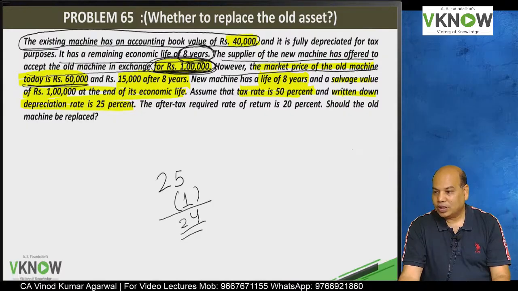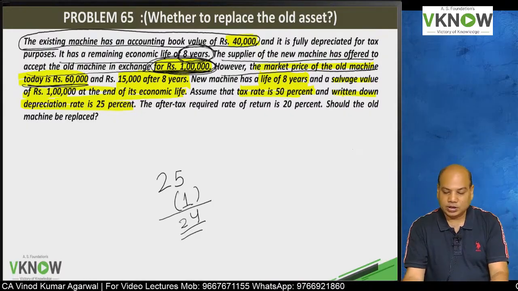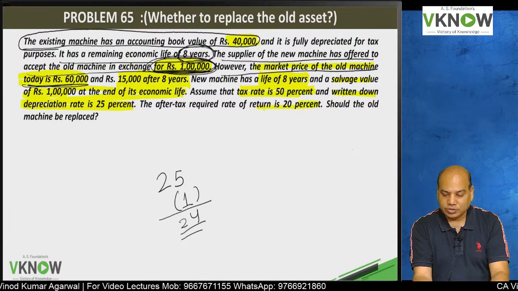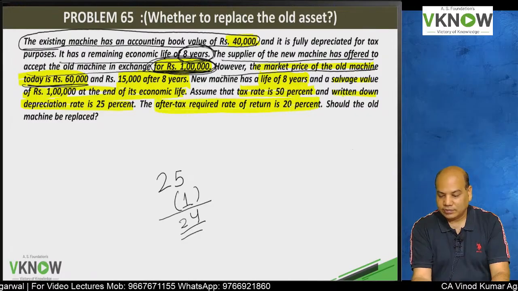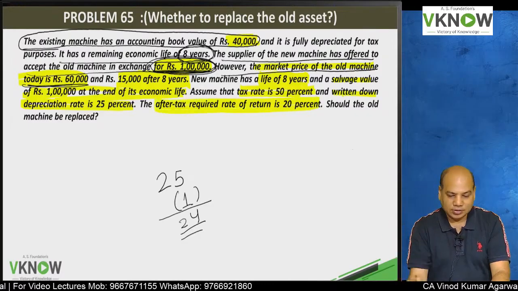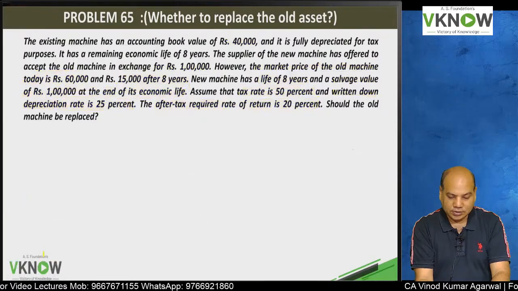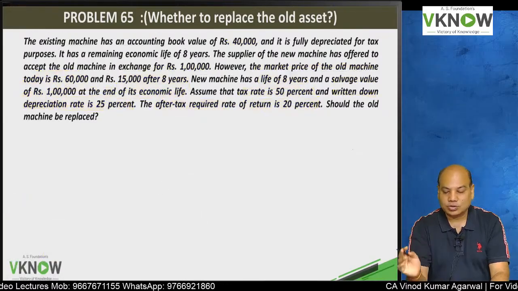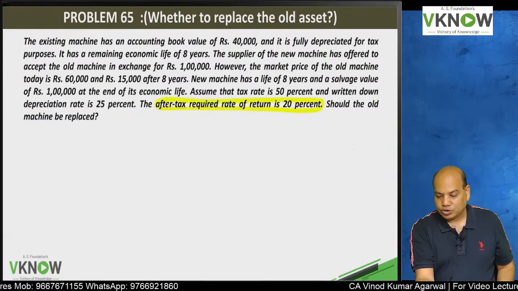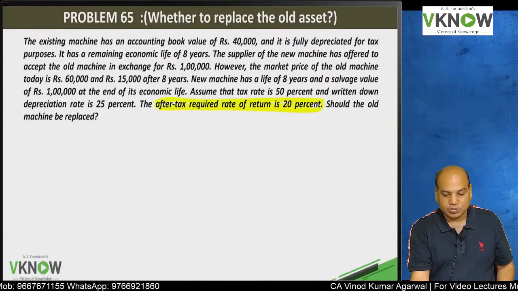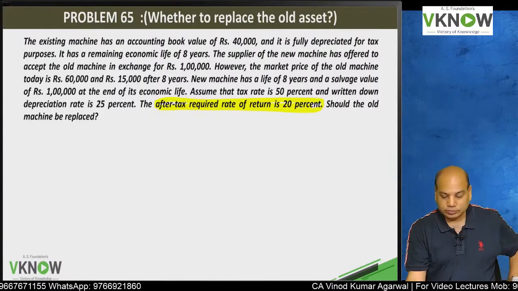The required after tax rate of return is 20%. This is my discount rate, and it is already adjusted for taxation. So don't make any more adjustment. This is final. Required after tax return, because cash flow after tax is also after tax. So discount rate should also be a post tax discount rate. Should the old machine be replaced?